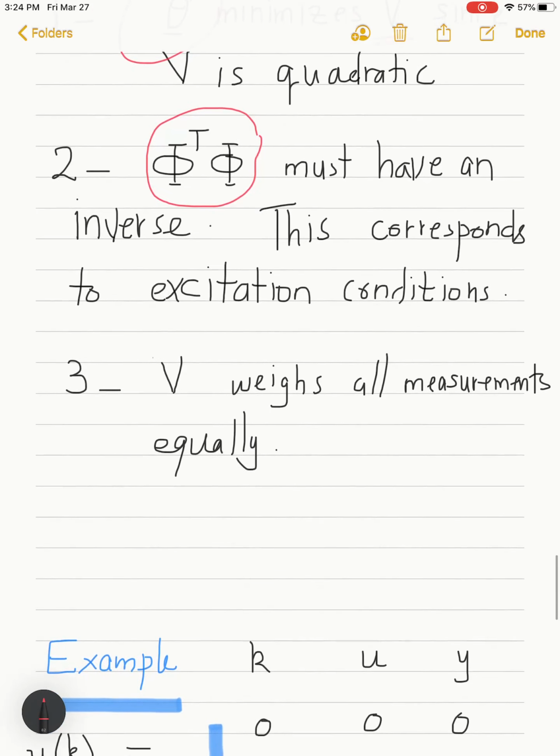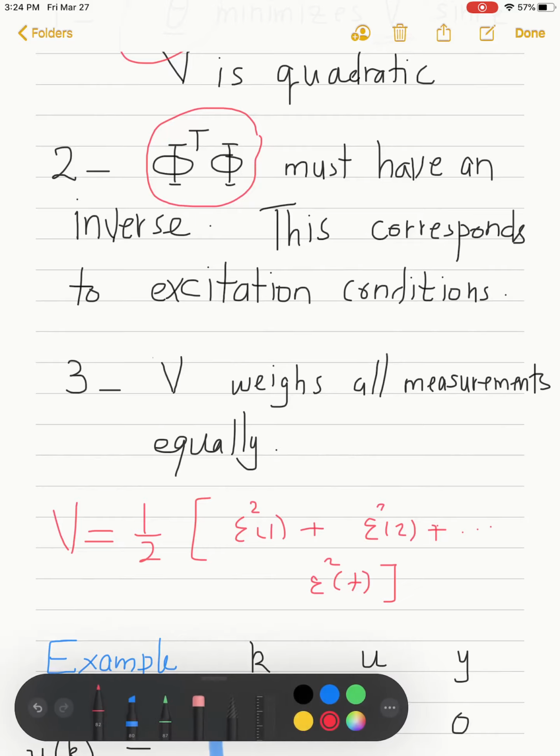Finally, in V, you will notice that V is equal to 1/2 the summation of epsilon 1 squared, epsilon 2 squared, and so on, up till epsilon t squared. That, as you can see, weighs the different errors equally.